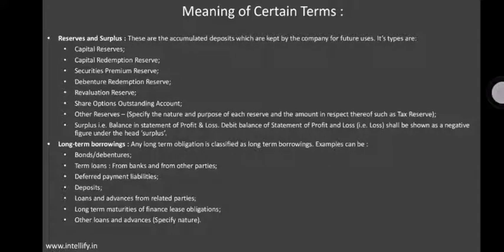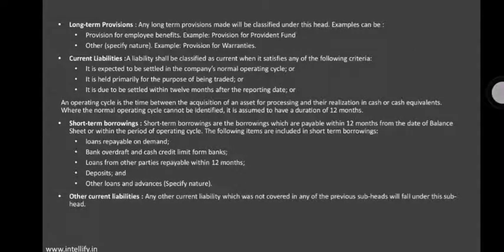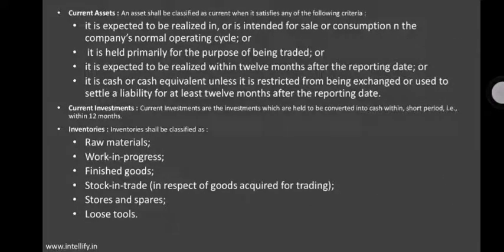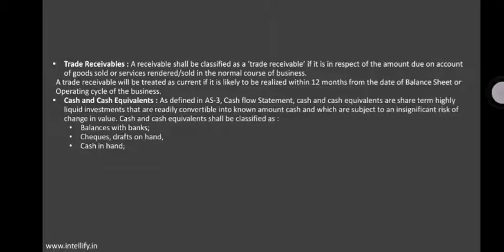Now let us look upon the meaning of certain terms which we have already covered. So the first is reserves and surplus, then we have long-term borrowings: loan, debentures, term loans. Then we come to long-term provisions: provision for provident fund, provision for warranties. Then current liabilities: short-term borrowings and other current liabilities. Then we come to short-term provisions, tangible assets, intangible assets under development, long-term loans and advances, current assets, current investment and inventories, which I have explained to you: inventory of raw materials, work in progress, finished goods, stock in trade, stores and spares, loose tools. Then we come to trade receivables and cash equivalents.